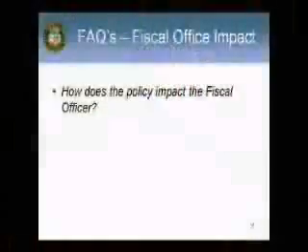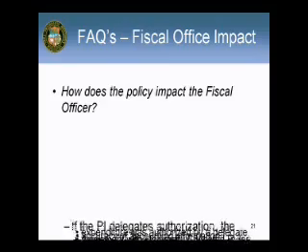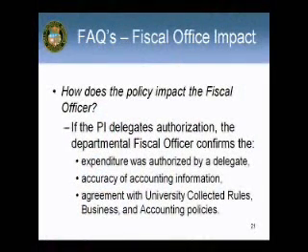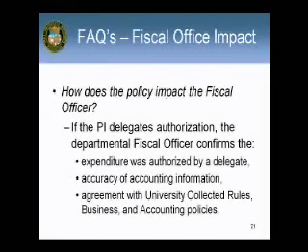Okay, first question. How does the policy impact the fiscal officer? If the PI delegates authorization, the departmental fiscal officer confirms the expenditure was authorized, the accuracy, and its agreement with the university's rules.